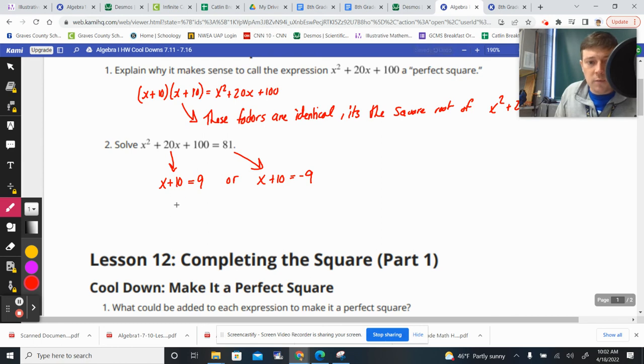We subtract 10 from this, and x would be negative 1. And we subtract 10 from this, and negative 9 minus 10 gives us negative 19. And these are the two places where it would cross the x-axis.